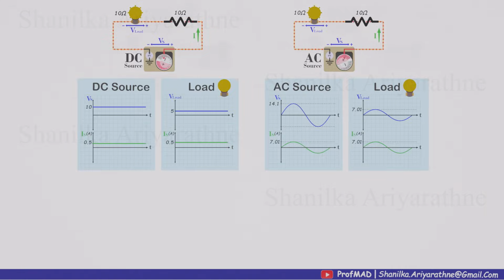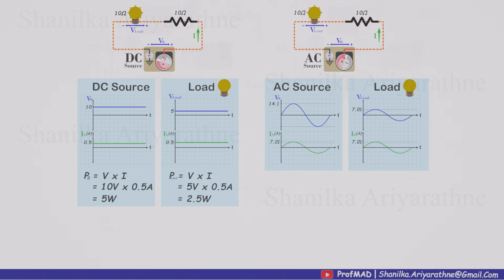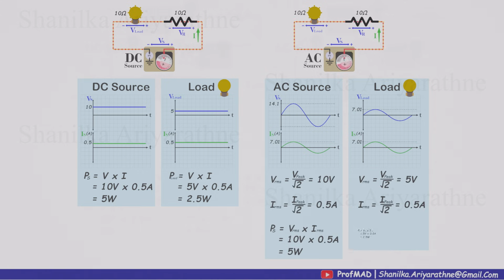First, let's add a resistor in series with the light bulb. As soon as we do that, the current drops in both circuits and the bulb becomes dimmer. Now let's compare the source power and the load power. In the DC circuit, the source delivers 5 watts, but the bulb receives only 2.5 watts. In the AC circuit, we calculate power using RMS voltage and RMS current, and we get the same result. The source supplies 5 watts, but the bulb consumes only 2.5 watts.